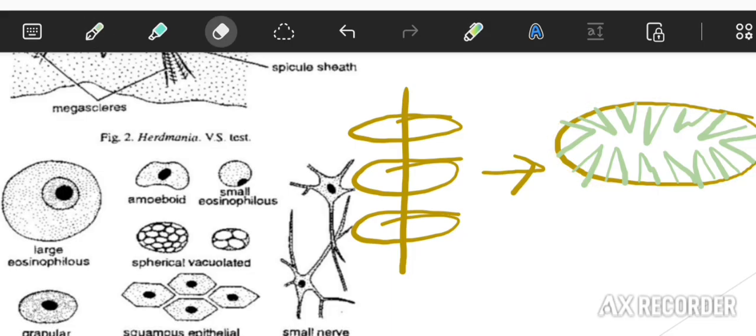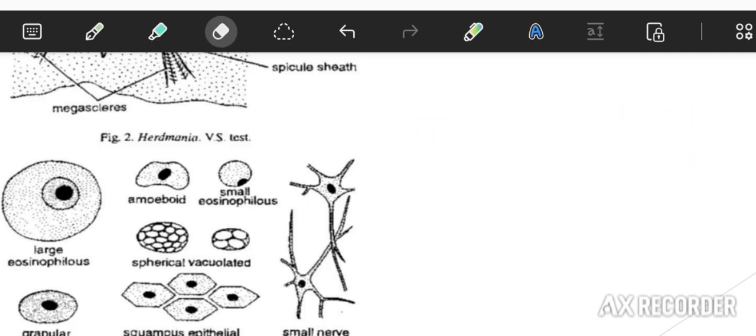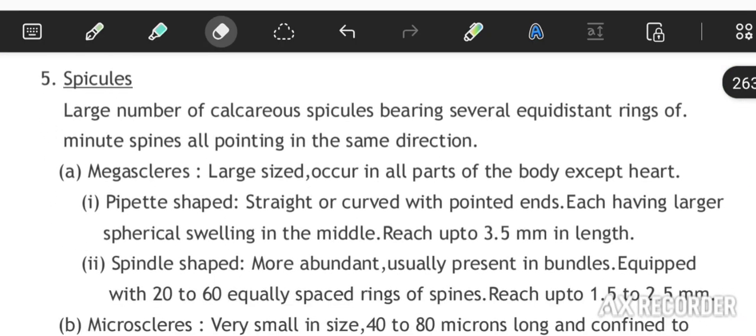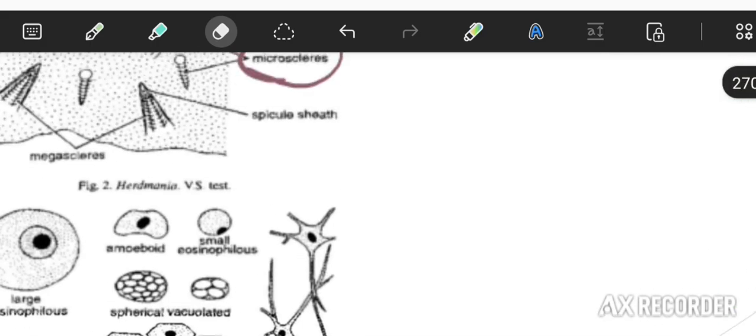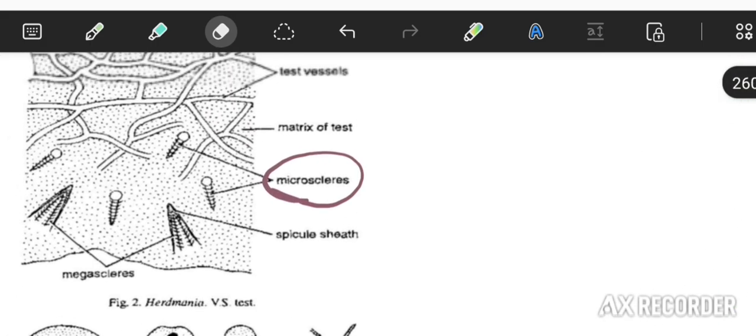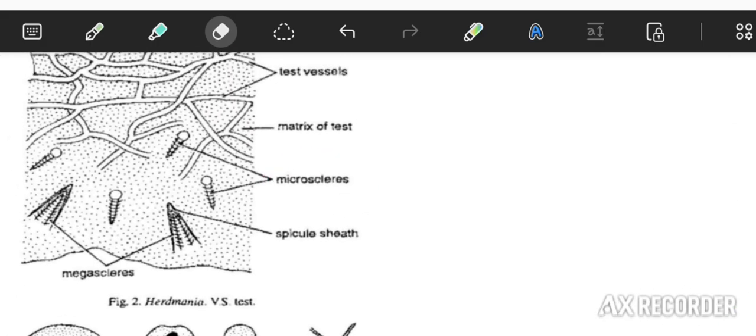Okay, is it all right? See here. So this was the large spicules bearing several equidistant rings of minute spines, all pointing in the same direction. Now, these spicules are of two types, megascleres and microscleres. As I have shown you in this figure, these are the microscleres, and this one is megasclere.